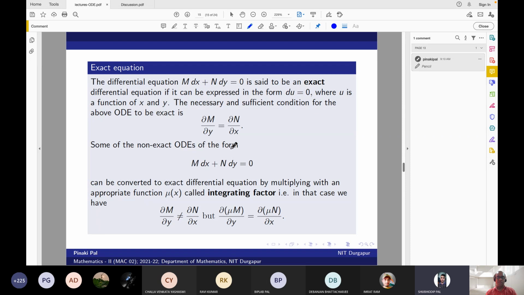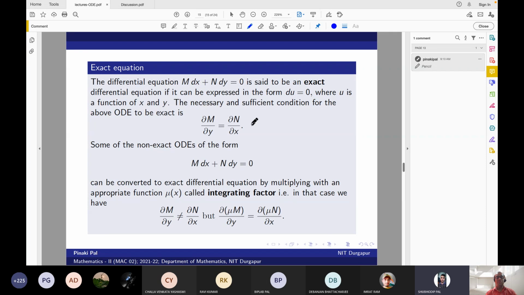But there are conditions. Any equation cannot be exact in nature. For a differential equation of the mentioned form, if it has to be exact, then del M by del y should be equal to del N by del x. So this is the condition. If this condition is satisfied, then the differential equation is exact, and we must be able to write it in the form du is equal to 0.